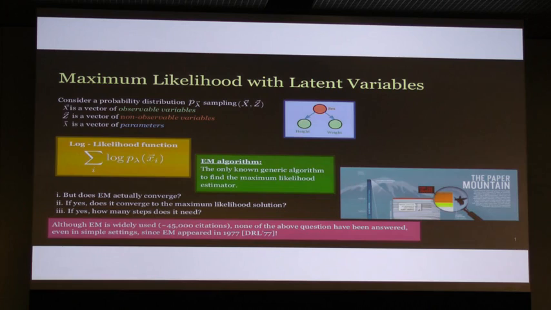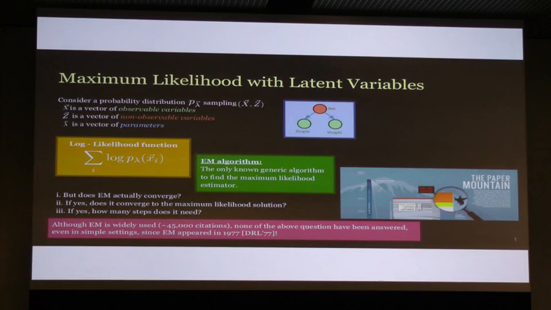In order to illustrate the importance of this algorithm, you can just look at the citations of this first article. It's about 45,000, and this makes the first paper about EM one of the top 170 papers ever. Despite the importance of EM, there is no answer to three very basic questions. Does it actually converge? If it converges, does it converge to the correct solution? And even if it converges to the correct solution, what's the running time? How many steps does it need?